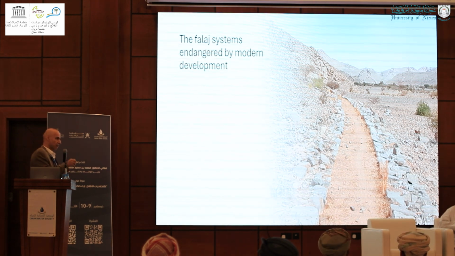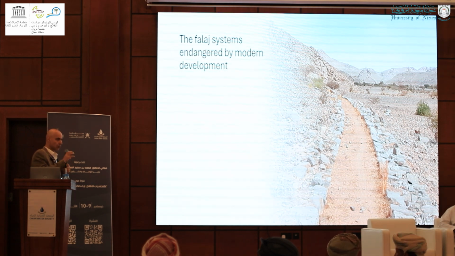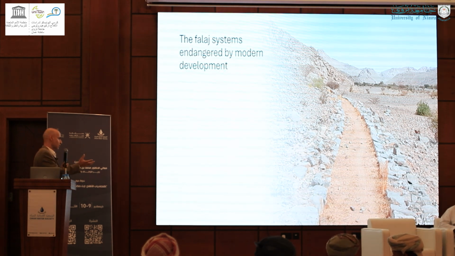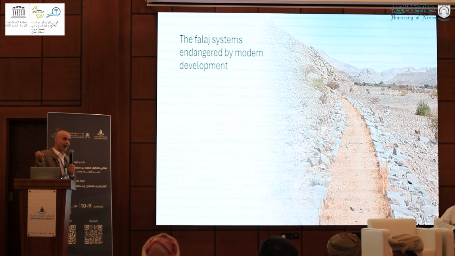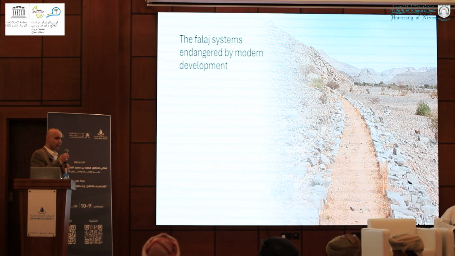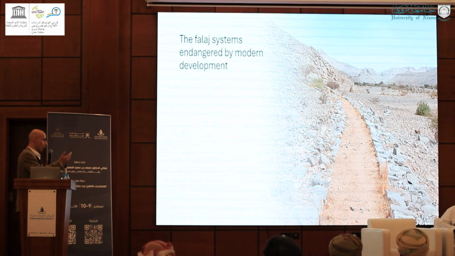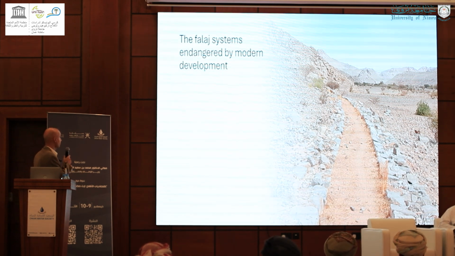Falaj system, in the first place, is an irrigation technique, and actually more than 90% of the water coming out of the Falaj gallery is allocated to the cultivated lands. They use this water to irrigate their orchards and croplands.